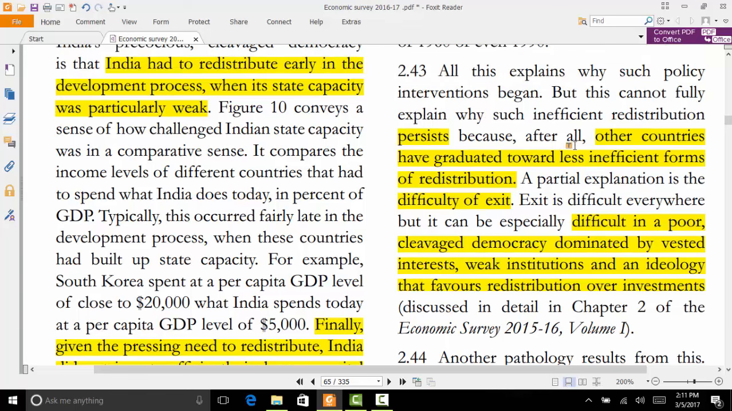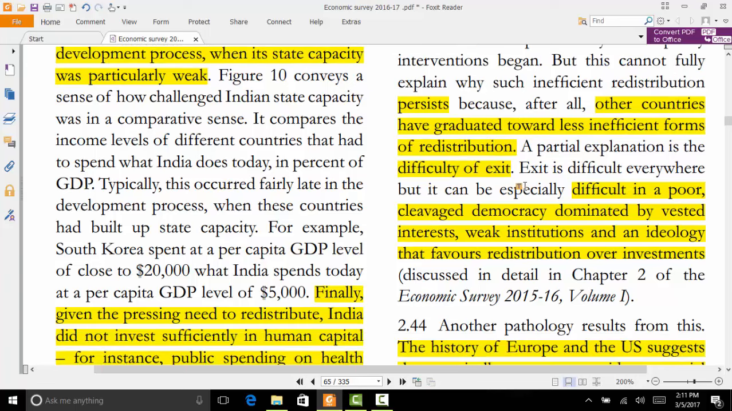Then why does this inefficient redistribution still persist? It says one of the partial explanations is difficulty of exit. Exit is difficult everywhere, but why is it a special case in India? What is that? The difficulty in a poor, colourless democracy dominated by vested interests, weak institutions, and an ideology that favors redistribution over investment.